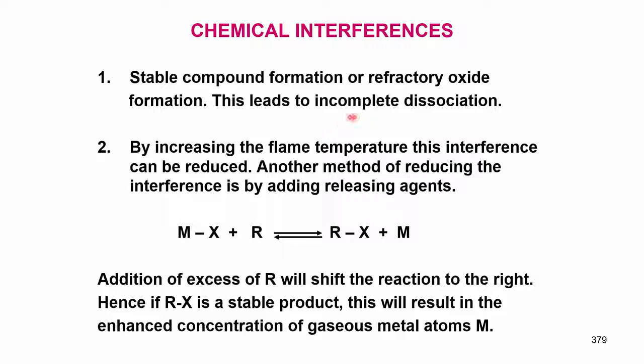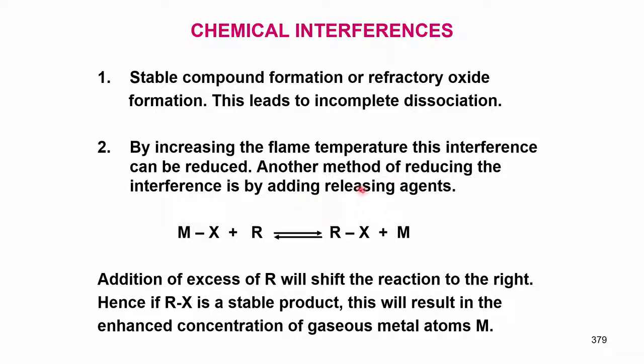For example, some refractory oxide formation takes place that leads to incomplete dissociation, it does not melt, refractory oxides of tungsten, chromium, etc. We have discussed it earlier. So, if refractory oxide formation takes place like silicates, etc., that leads to incomplete dissociation and lower absorbance reading. But we can increase the flame temperature, and by another small trick, reduce the interference by adding releasing agents.